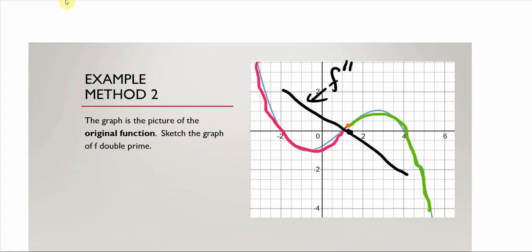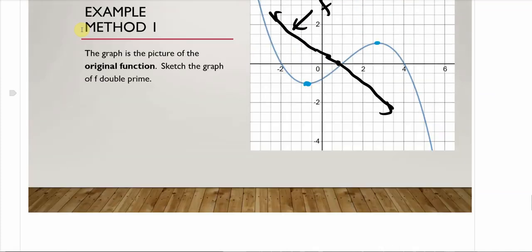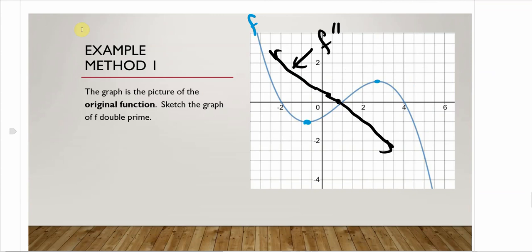So some of you might like method number 2. Some of you might say, no, I like method number 1, which is to draw the picture of f prime and then draw the picture of f double prime from f prime. All right? And that concludes the video.